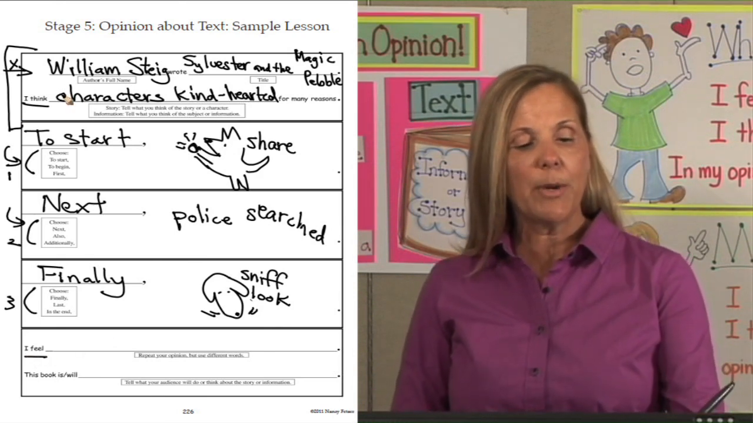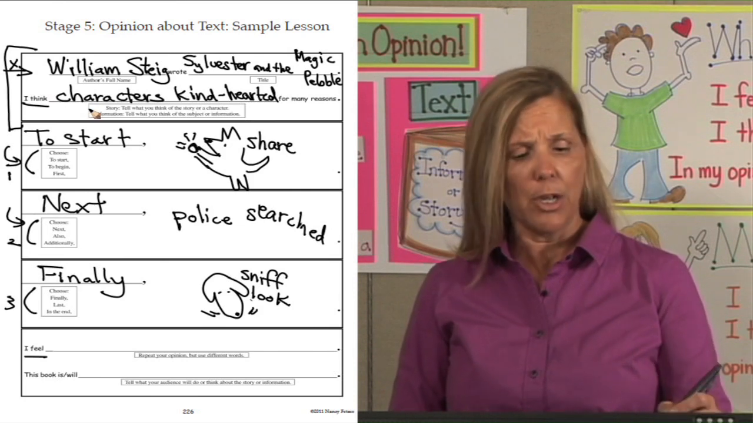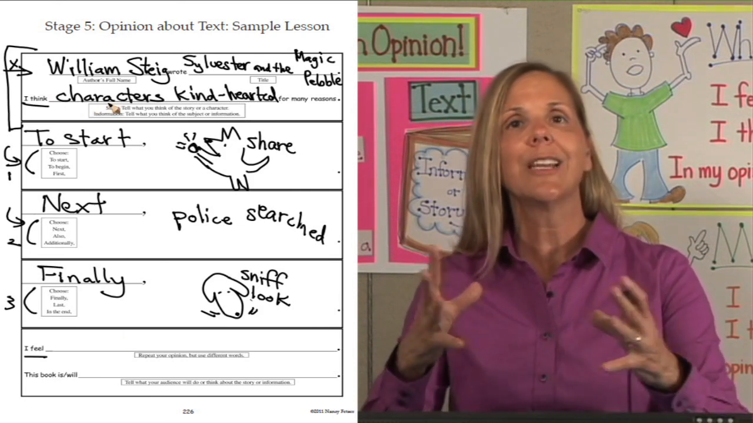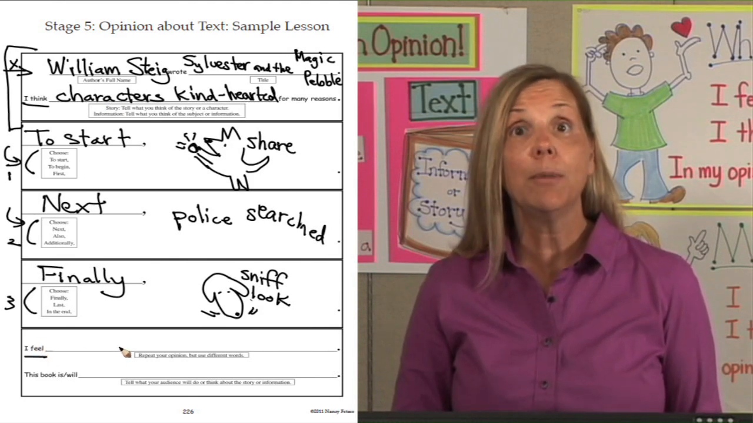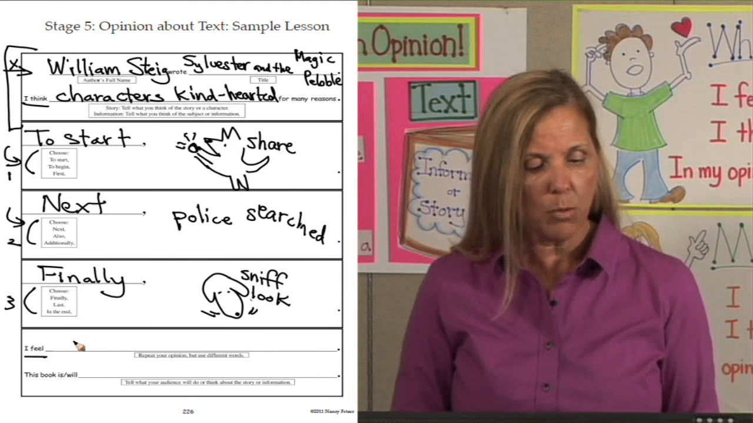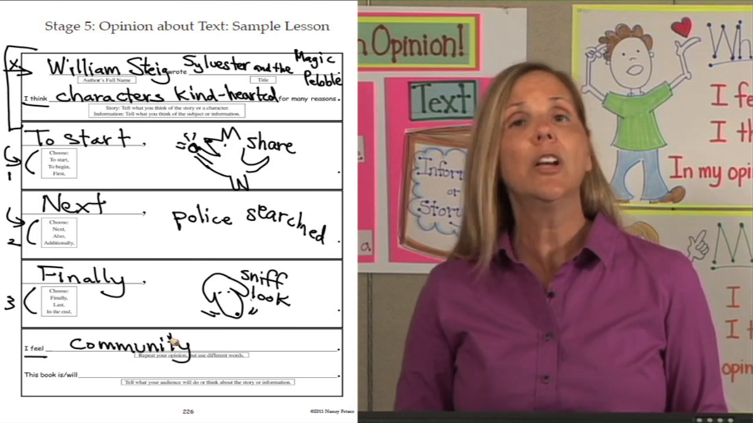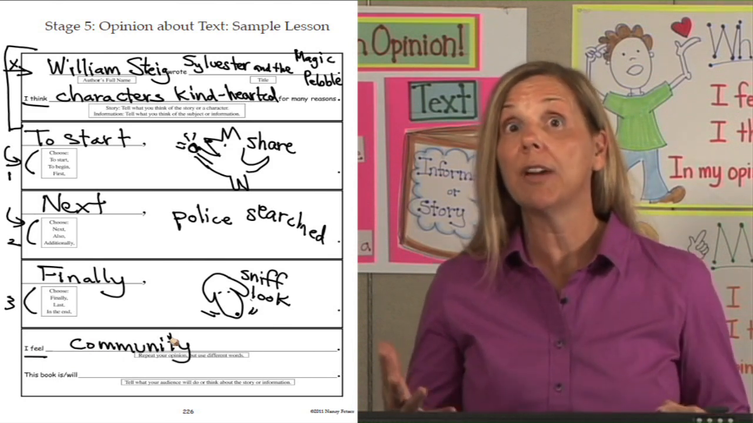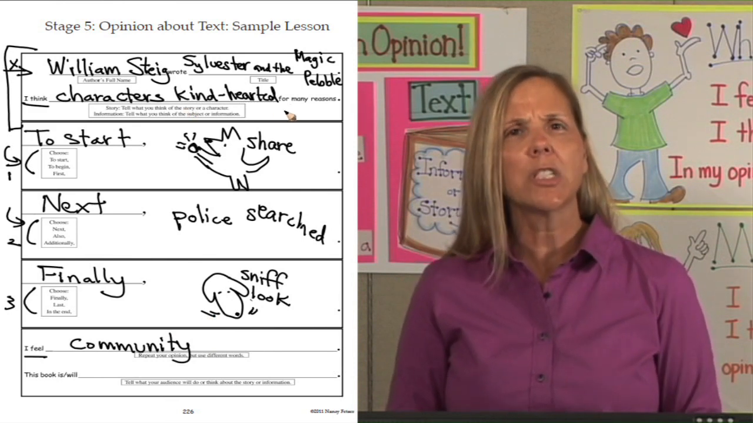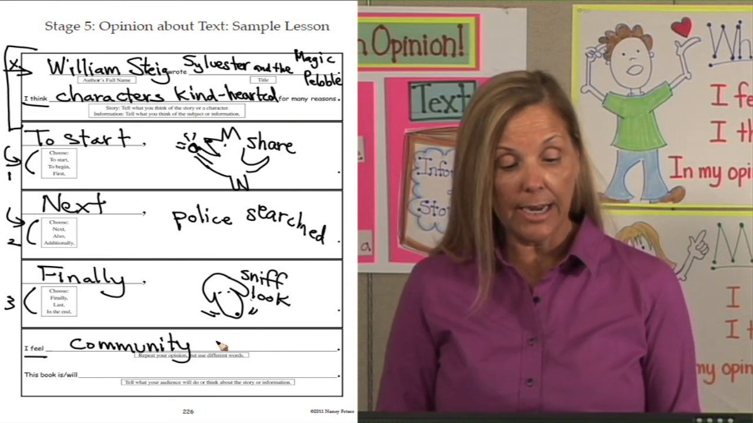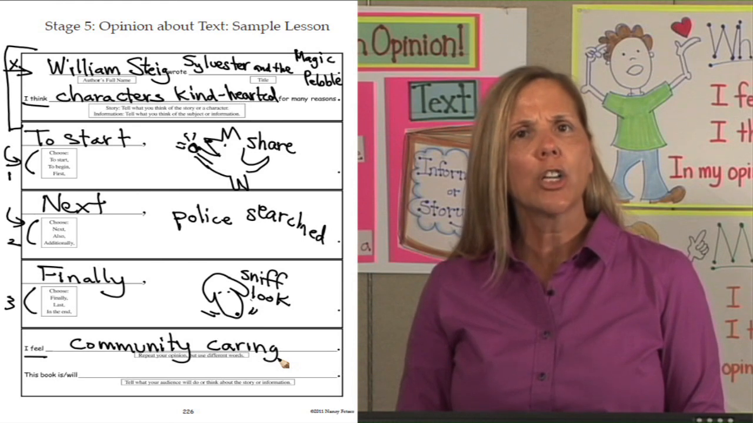I feel. Who or what are we talking about? The characters in this book. And who were these characters? They were an entire community. So I could say something like, I feel this community instead of the characters. Let's write the word community there. I feel this community or this community of characters. What about them? They're kind-hearted. What's another way that I could say that? Ooh, they're caring. So we have our conclusion.